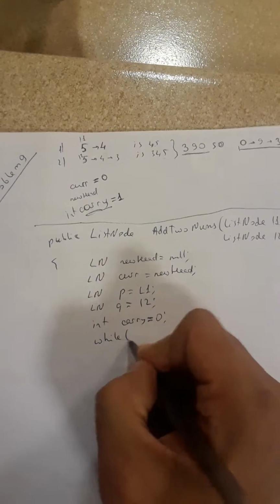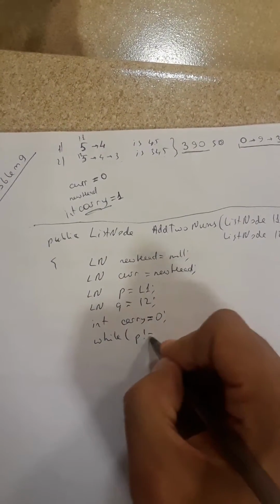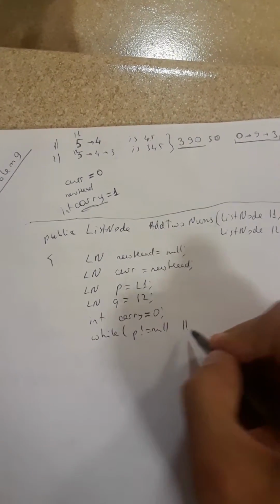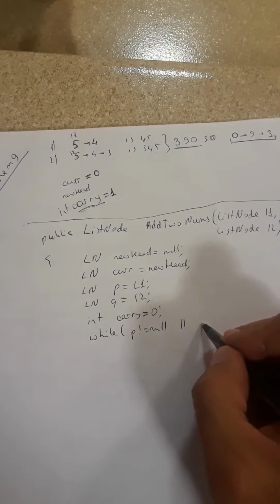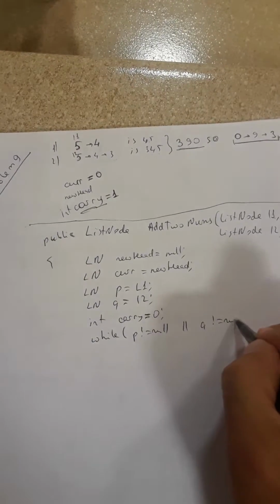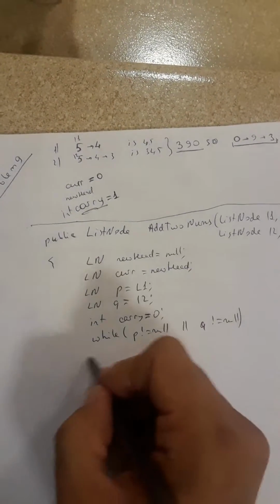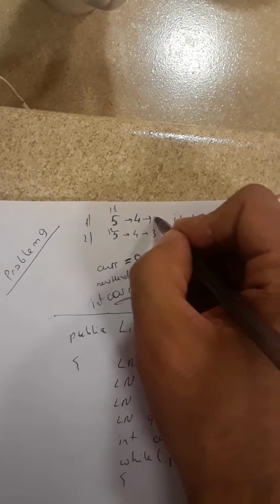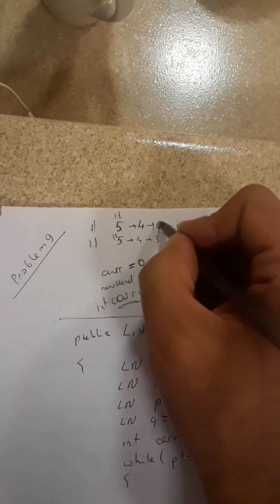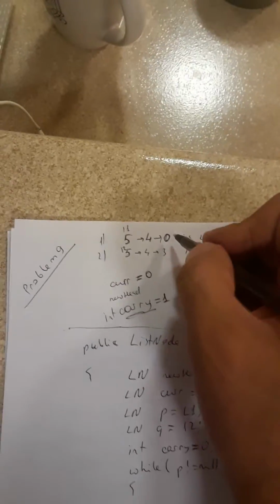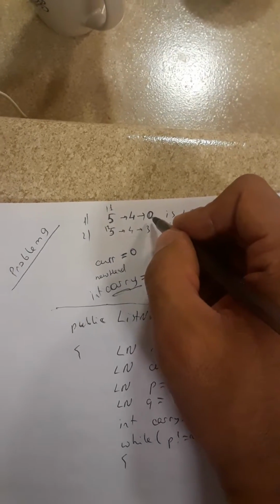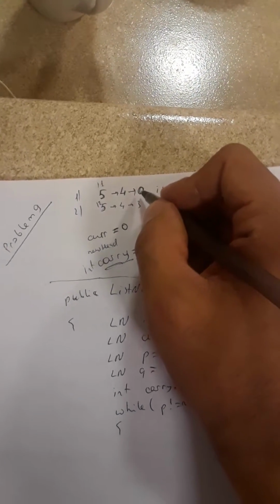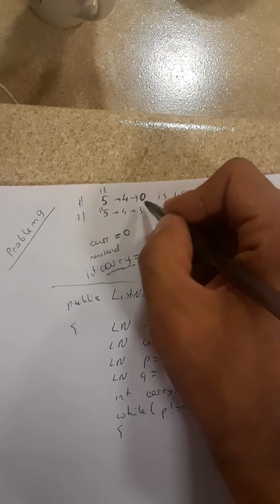And I will initialize a while loop for when either P or Q is not null. If one of these is null, I will be adding it with 0, because it's not going to make any change, but it will still be helpful for my calculation in my code.